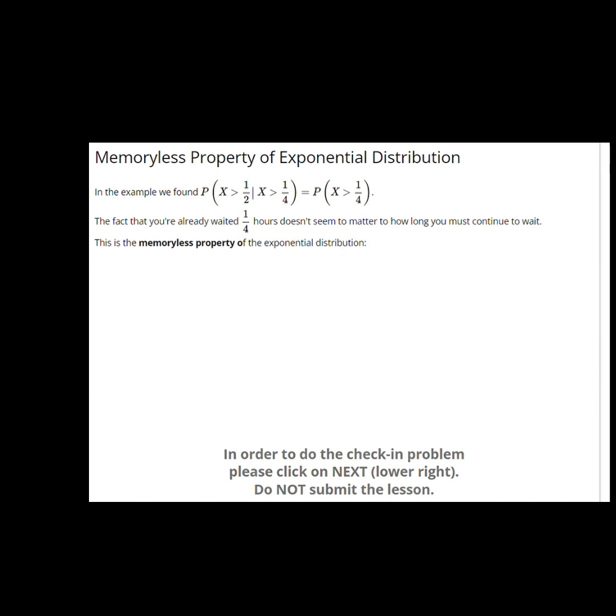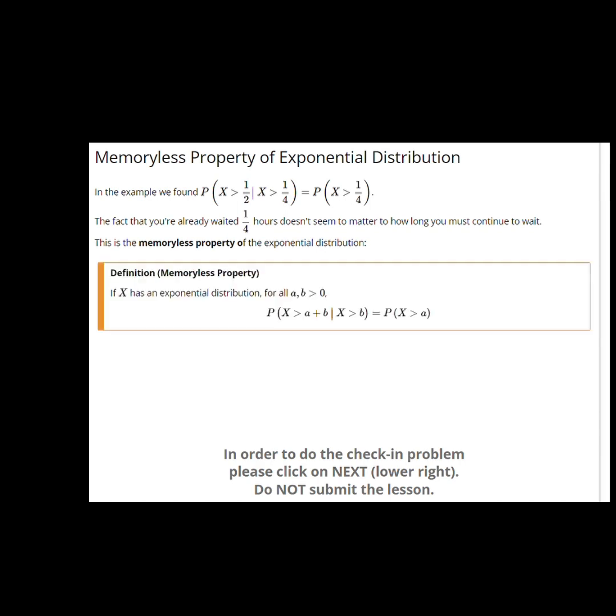In terms of the distribution of waiting times, this is referred to as the memoryless property of the exponential distribution. If you've already waited b units of time, in other words, if you're given that X is bigger than b, the probability you have to wait an additional a units of time, the probability X is bigger than a plus b, given X is bigger than b, is identical to the probability that X is bigger than a.